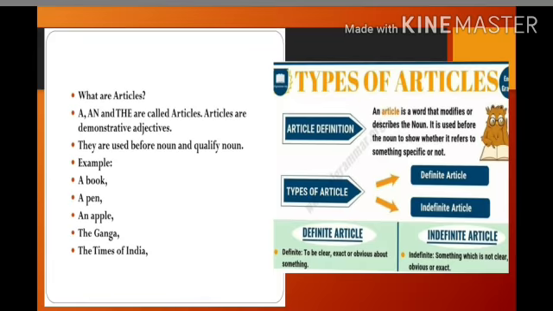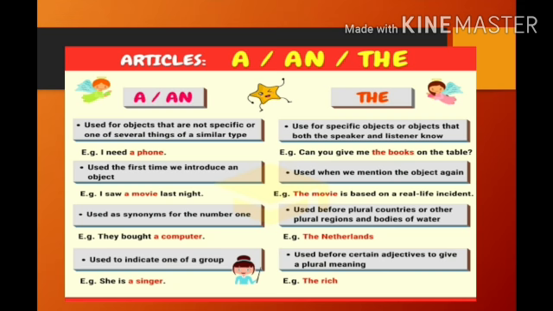Now see some other differences also. So as I have already told, a and an are known as indefinite article and the is known as definite article. So through a and an, we can understand, see, a and an is used for objects that are not specific or one of several things of a similar type. So by reading this, we can understand that used for objects that are not specific, जो कि बिल्कुल भी specific नहीं है.